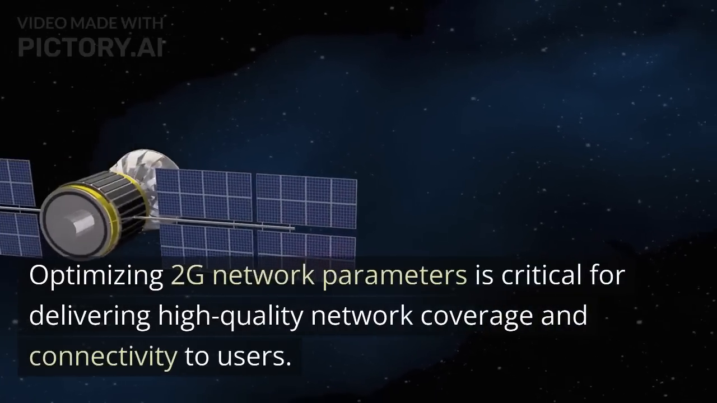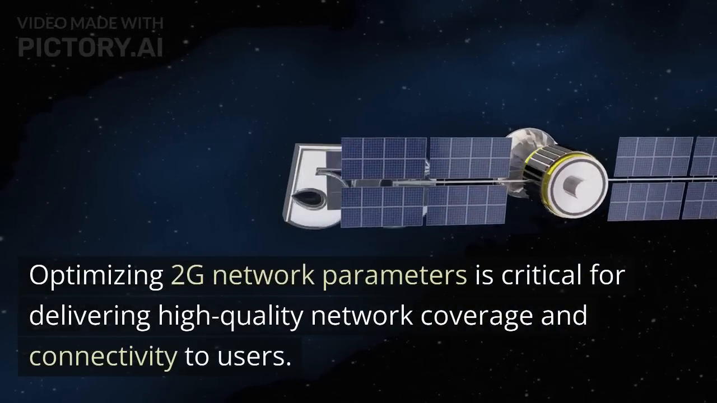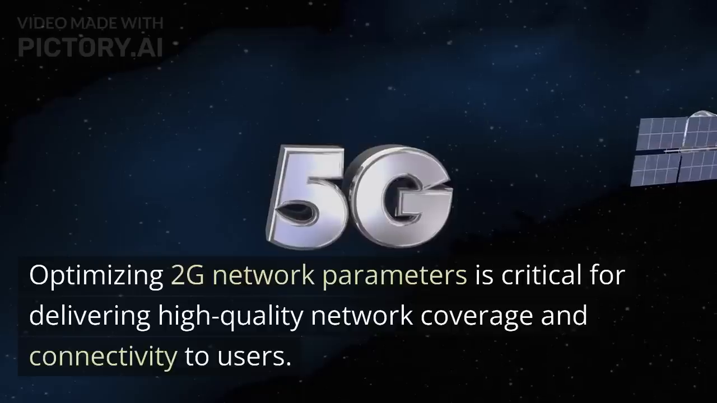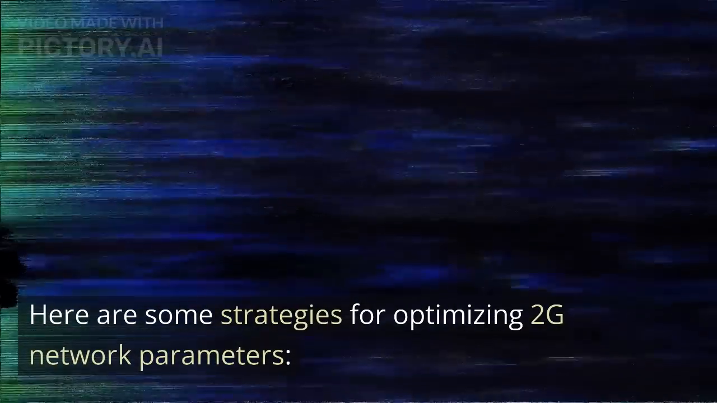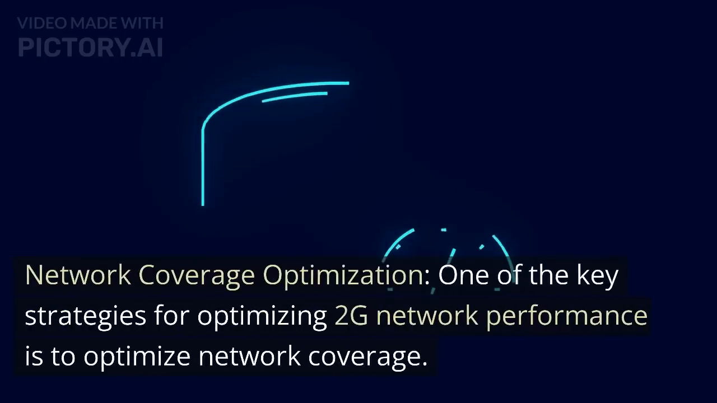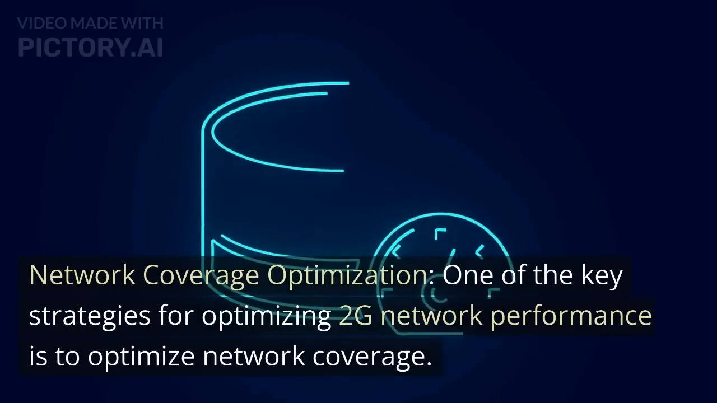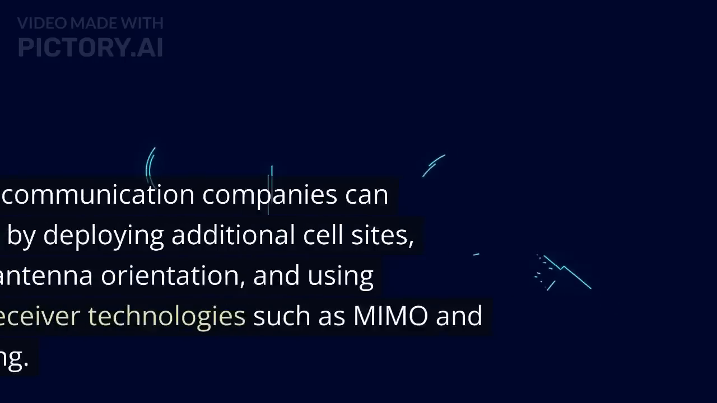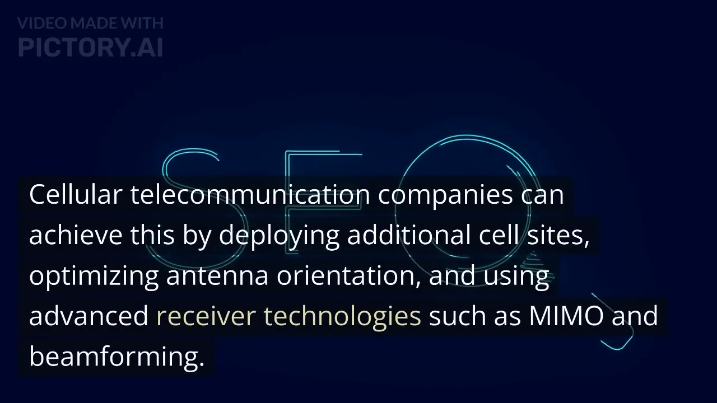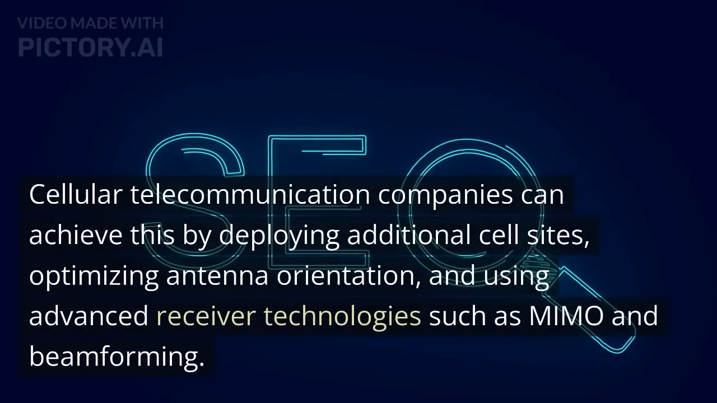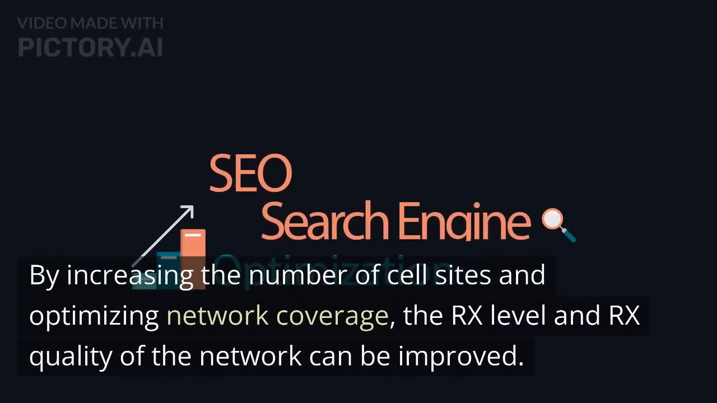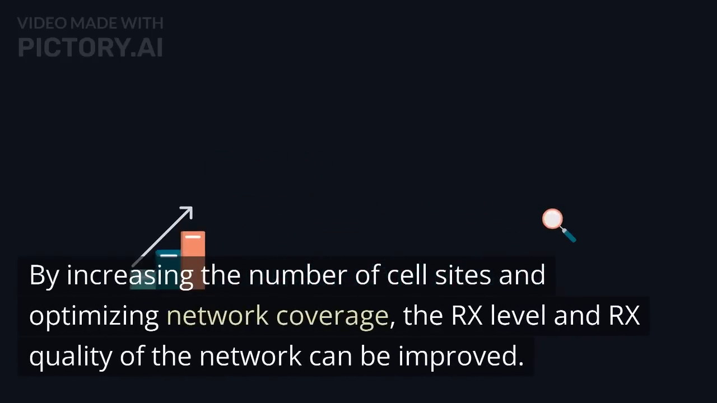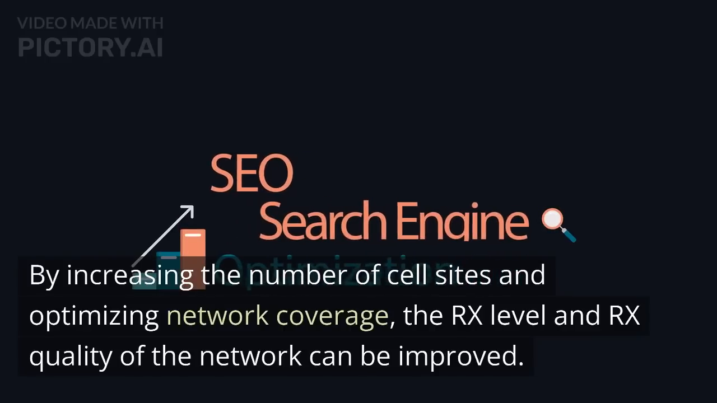Optimizing 2G network parameters is critical for delivering high-quality network coverage and connectivity to users. Here are some strategies for optimizing 2G network parameters. Network coverage optimization. One of the key strategies for optimizing 2G network performance is to optimize network coverage. Cellular telecommunication companies can achieve this by deploying additional cell sites, optimizing antenna orientation, and using advanced receiver technologies such as MIMO and beamforming. By increasing the number of cell sites and optimizing network coverage, the RX level and RX quality of the network can be improved.